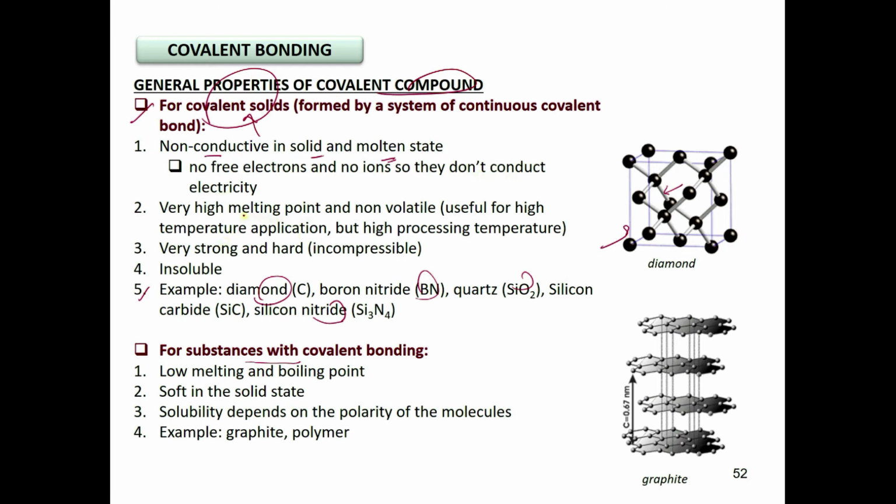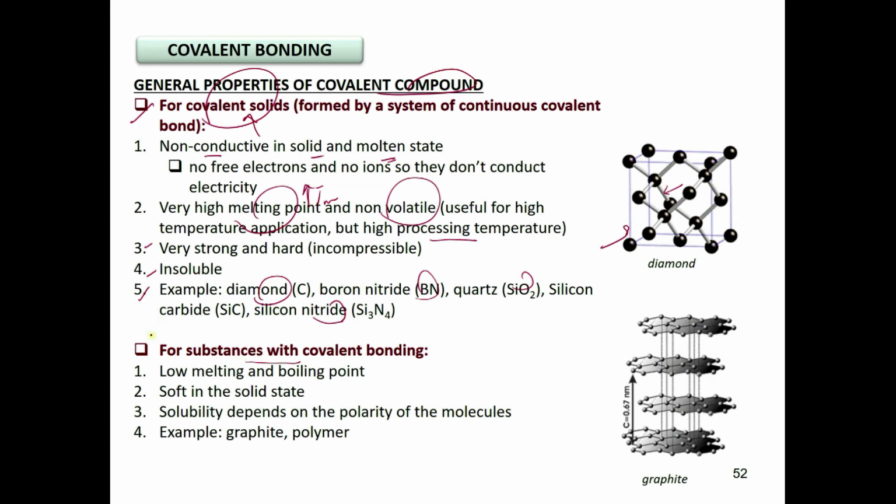Okay, most of it also has a very high melting temperature, and definitely it is not volatile. So it is able to be used for high temperature applications, but due to the high melting temperature, it is also hard to produce covalent compounds into products in manufacturing. Also, the processing temperature will be high. The covalent compound, due to the directional behavior, is very strong and hard. It is insoluble, because it needs very high energy to break the bonds between the atoms.